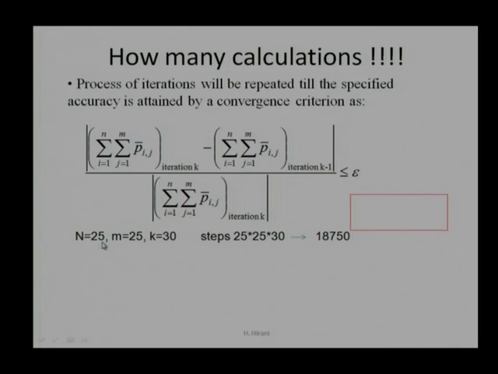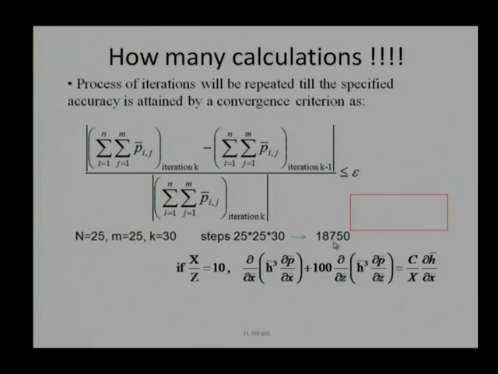We took an example, we said that maybe assume the number of nodes in x direction are 25, number of nodes in z direction 25, and it requires roughly 30 iterations to reach this solution accuracy. In that situation, we will be requiring number of steps of 25 into 25 into 30, that will be 18,750.